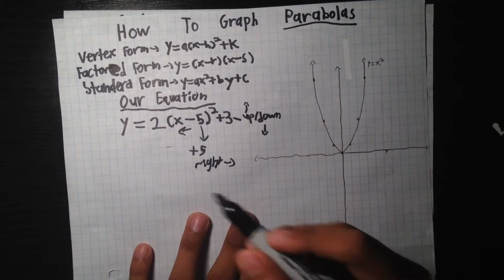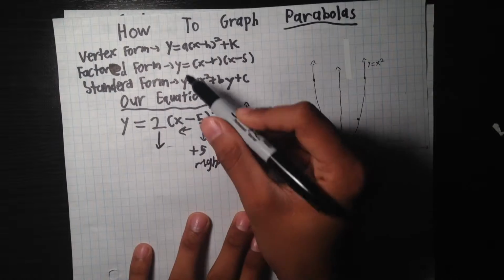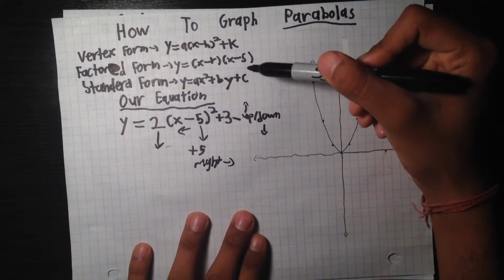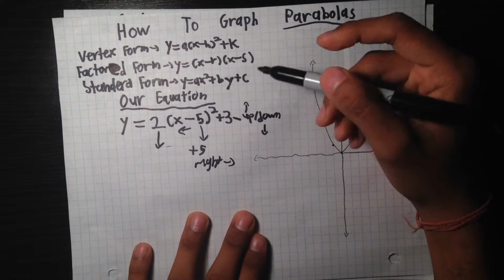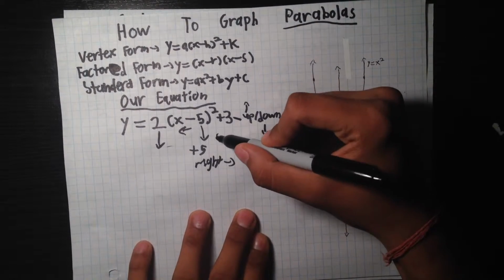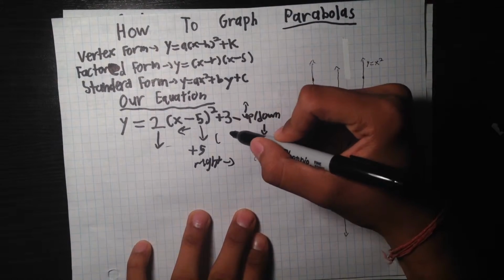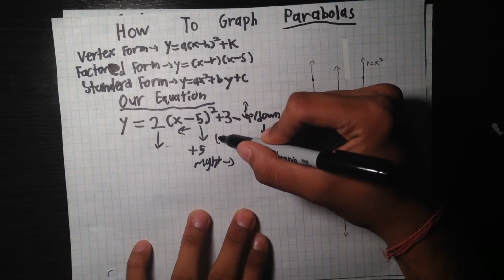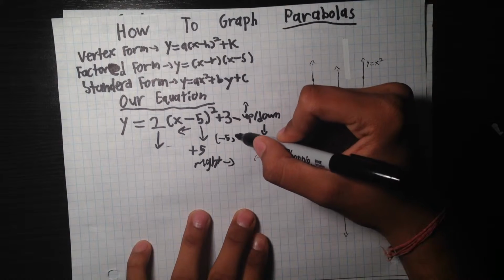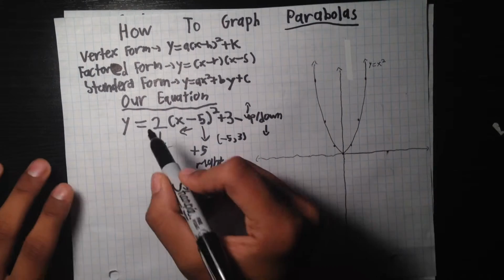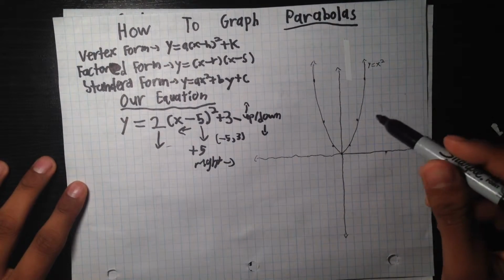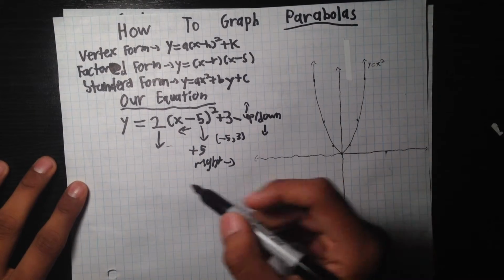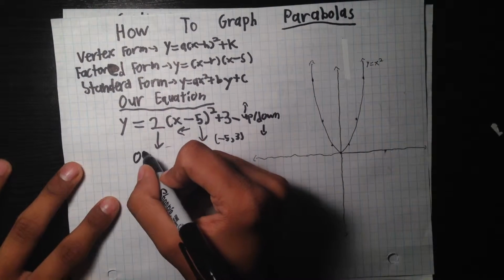And then finally we have our 2 here, our a value. Just to let you know, this is our k, which is also called the optimal value, and these two make up our vertex. So our vertex is -5 and 3. And this number 2 here determines if our parabola is going to be a compression or a stretch. And just keep that in mind.